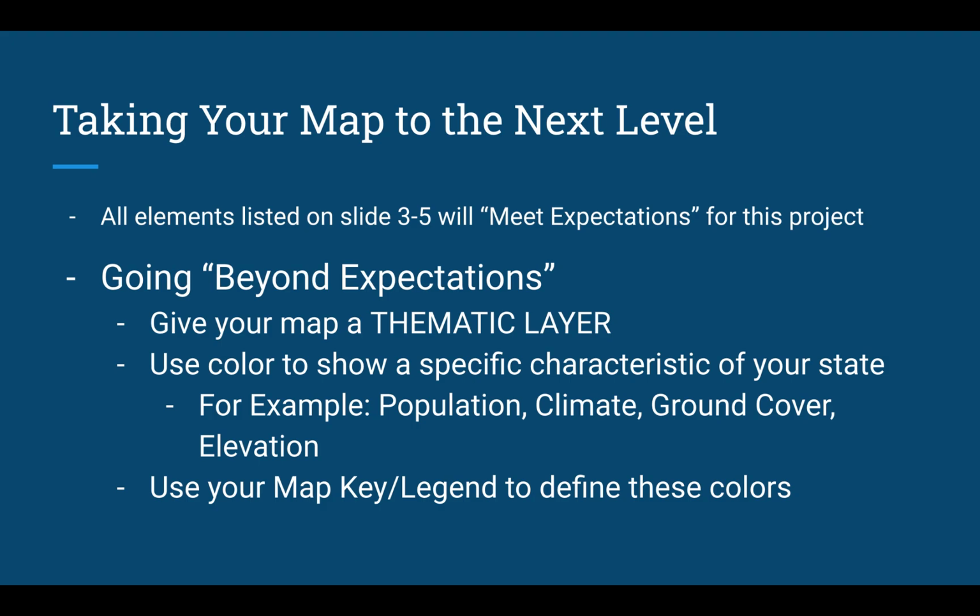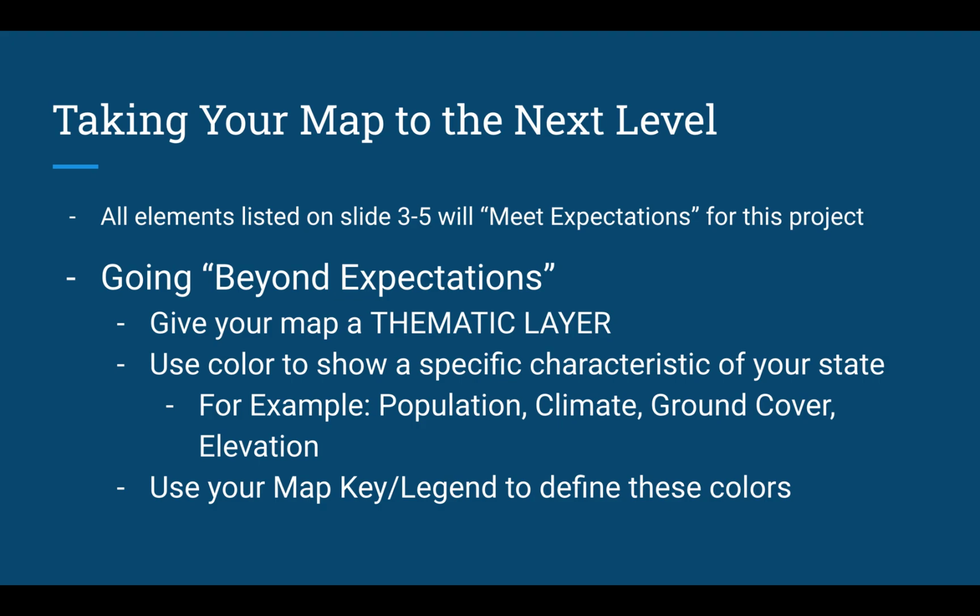You're going to create a thematic layer to your map. Your map is going to have some sort of theme. And what we mean by that is you need to show a specific characteristic of your state. So for example, maybe you decide you want to show population density. You want to say lots of people live here, but not very many people live here. Or maybe you want to show the climate. It's rainy in this part of my country, but it's super dry and hot in this part of my country. Maybe you want to show ground cover. There's mountains here while there's grasslands over here. Or a bunch of different kinds of things. If you Google thematic maps, you're going to find so many different ideas, it's unreal.